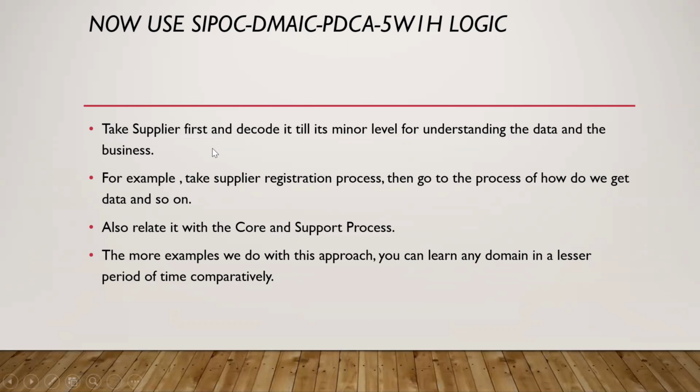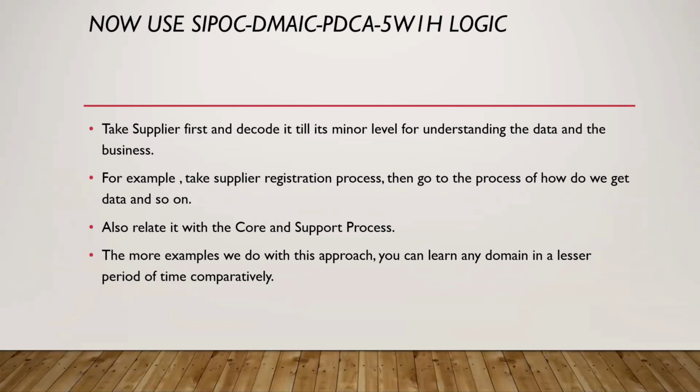So first of all, I'll go with the supplier first and decode it down to the minor level of the process, the data and the business. Let us take an example. We'll take only the supplier registration process, and then we'll see how the process moves and how the data is measured. I'm giving you a high-level example. You can do it at a deeper level, still deeper, and it depends upon your organization, whether it is small or large. You can drill down to the minimum level of process and integrate more, and you can get more benefit out of it.